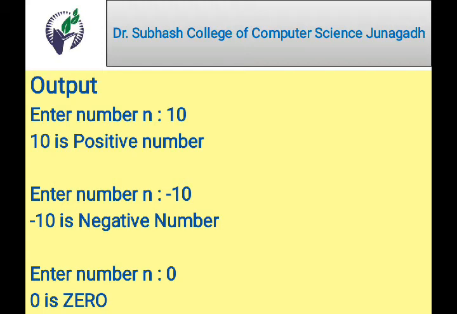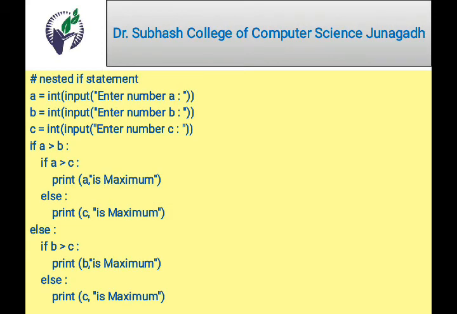Now finally, the nested if statement. Here in the nested if statement we want to find the maximum of three numbers. So we have called three integer input functions for a, b and c. All these values will be stored in variables a, b and c respectively. Now if we want to find the maximum of two numbers, we write a if a greater than b, otherwise b. In the same way, now we want to find the maximum of three numbers.